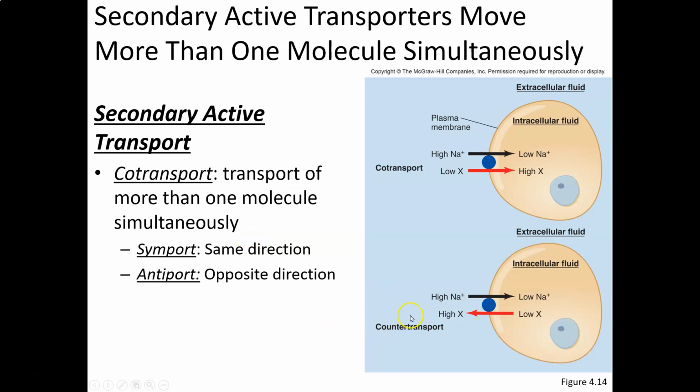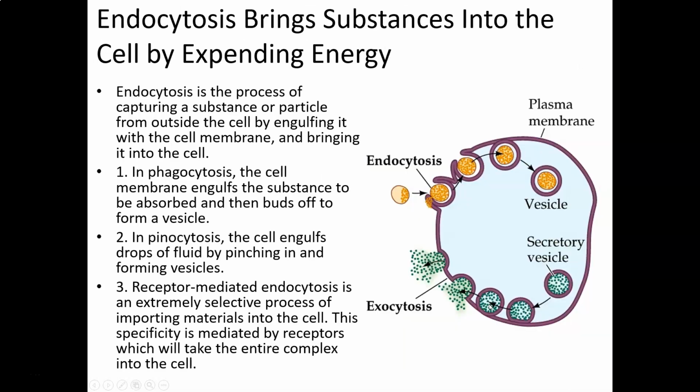All right? And again, we saw these terms before. You can move a molecule in and a molecule in at the same time. That's called co-transport, or symport. We can move one in and one out, right? Or multiple in, multiple out. That's called an antiport, right? And again, we're relying on one molecule at least moving down a gradient and another molecule moving against a gradient for secondary active transport.